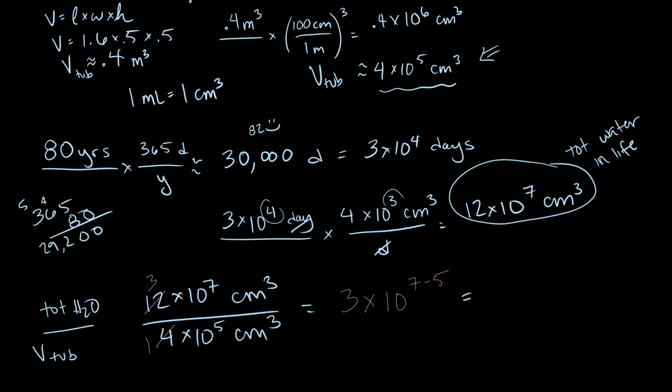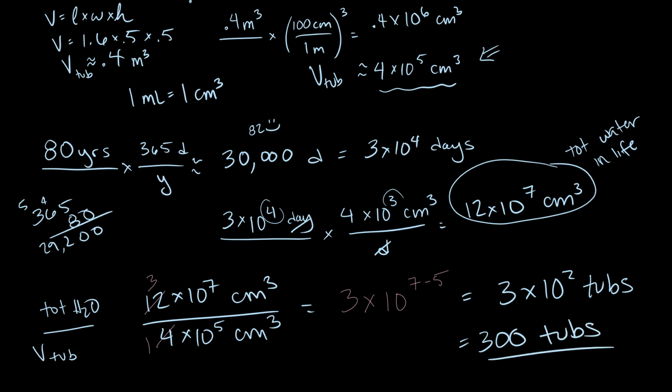So that ends up being 3 times 10 to the 2 tubs of water, which to me seems surprisingly low. If I had just guessed out of the blue, I would have guessed in the thousands. But logically working through it, it looks like around a couple hundred: the amount of water that I will drink in my life will fill about 300 bathtubs.